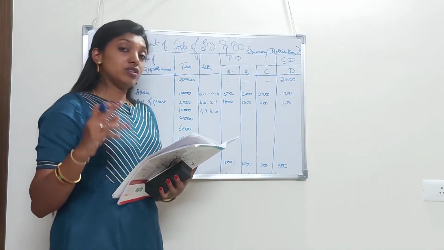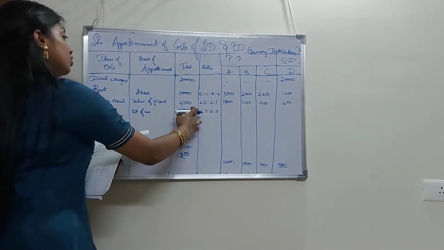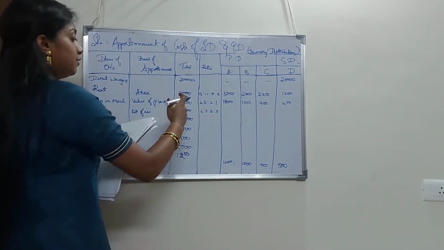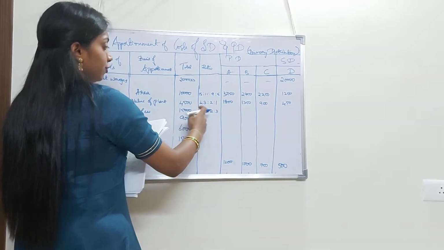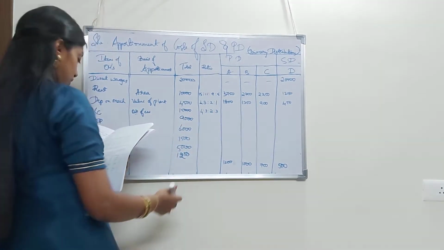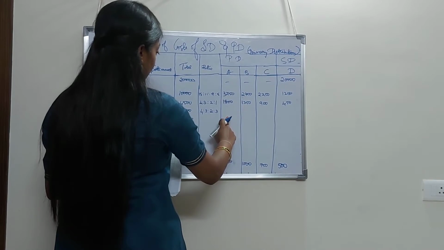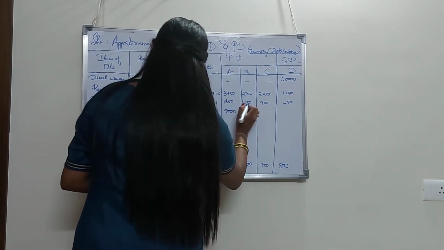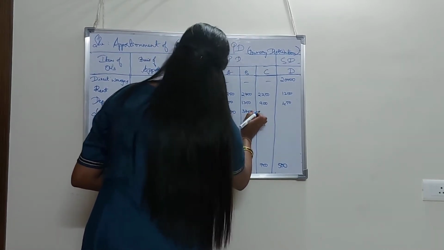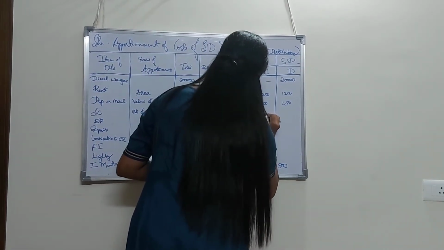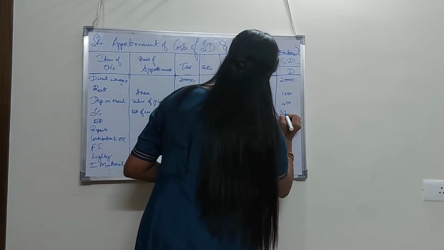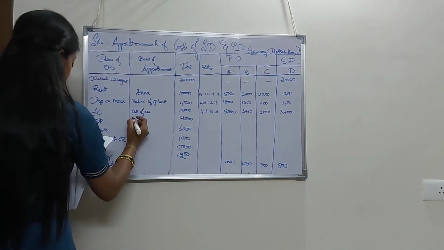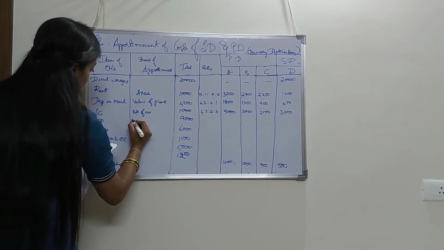4:3:2:3. And 15,000 into 4 divided by 12, 15,000 into 3 divided by 12, 15,000 into 2 divided by 12, 15,000 into 3 divided by 12. So 4 is for A, isn't it? So the amount would be 5,000, 3,750, 2,500, 3,750.